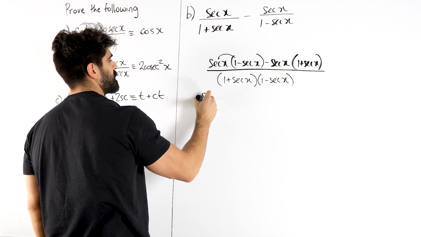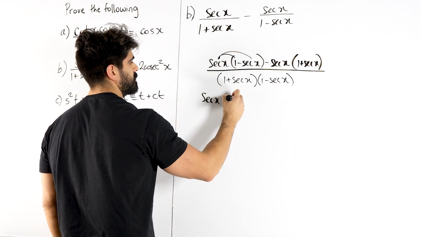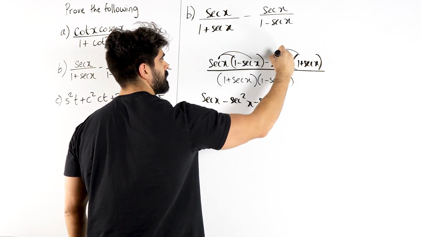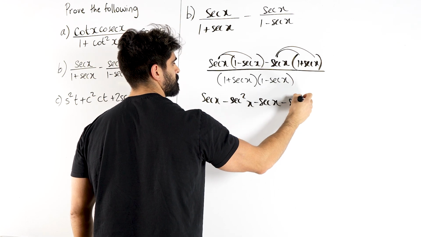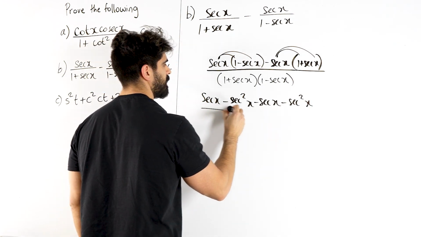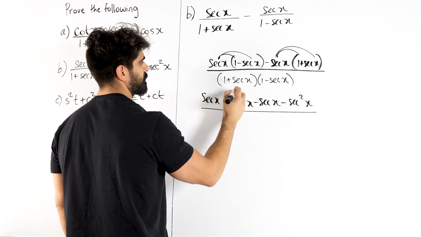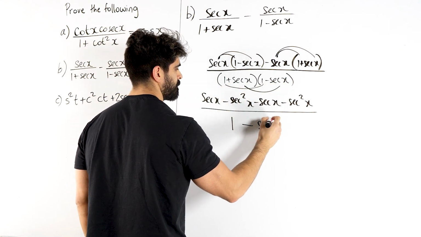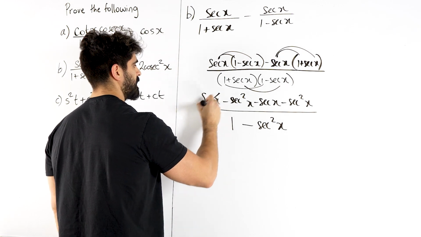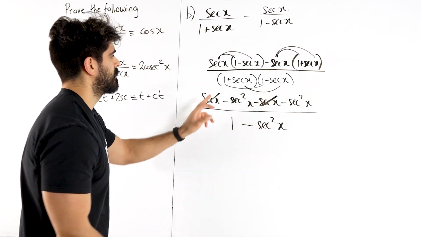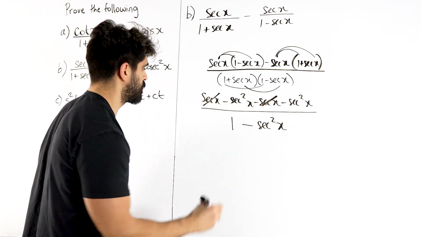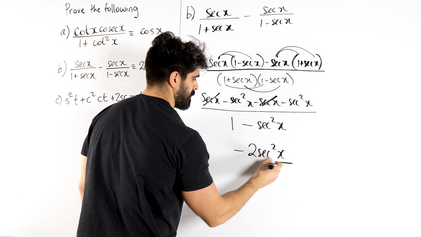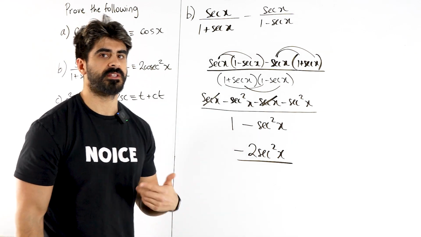Expanding, so we have sec x minus sec squared minus sec x minus sec squared all over here. Because it's difference of 2 squares, we just have 1 minus sec squared. Here the sec x cancel. Minus sec squared is minus 2 sec squared. All divided by. Now I notice 1 and sec squared.